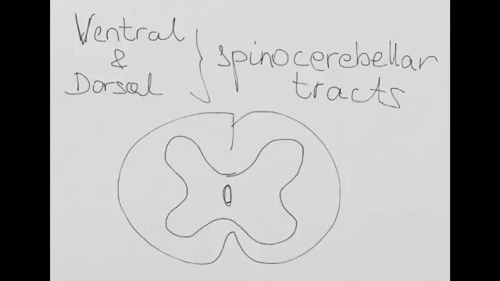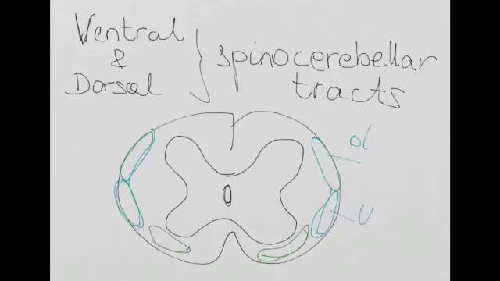These tracts are found in the very lateral side of the lateral funiculus on both sides. Dorsal spinocerebellar and ventral spinocerebellar tracts. To add to the already known somatosensory and conscious sensory tracts, let's add the spinothalamic and the dorsal column medial lemniscus tracts here.